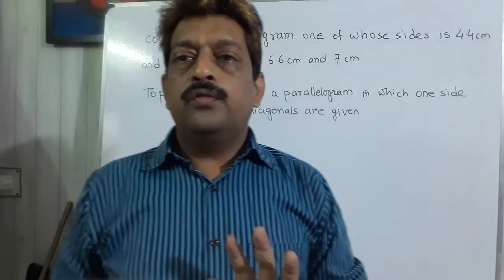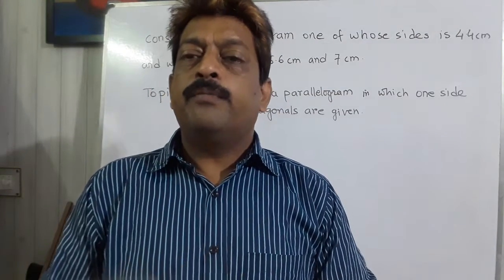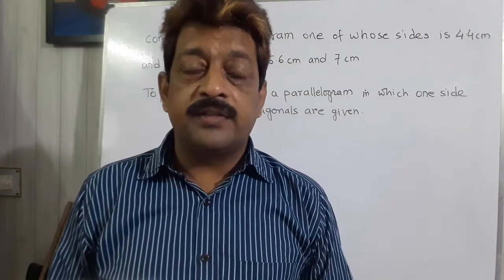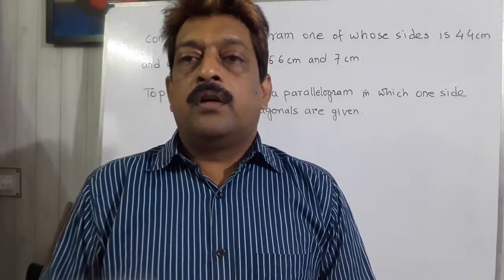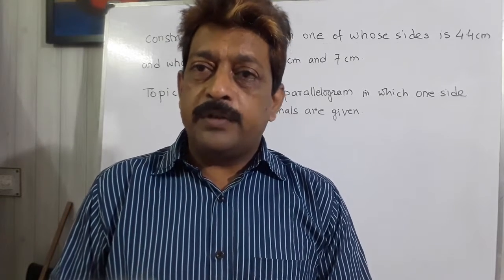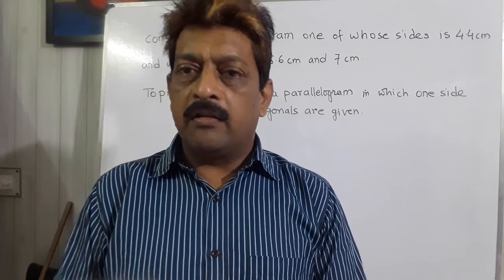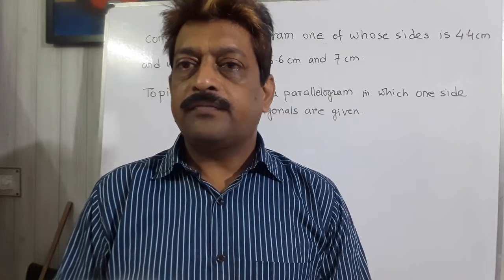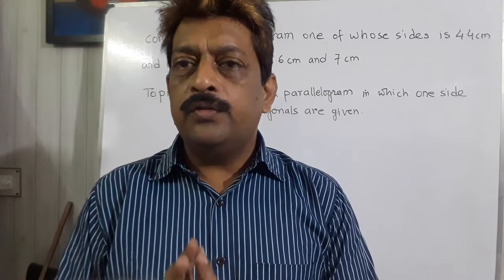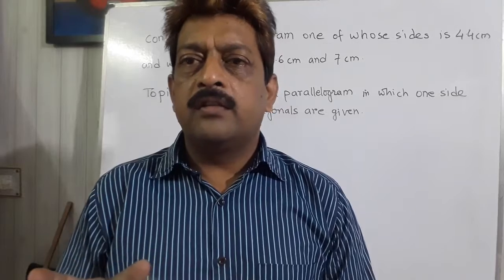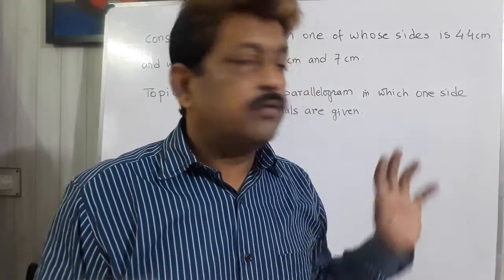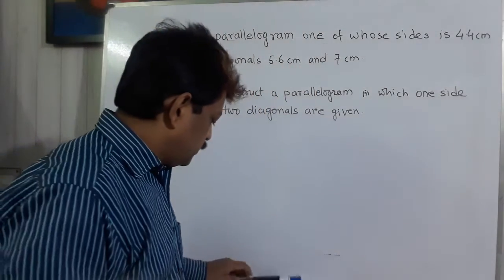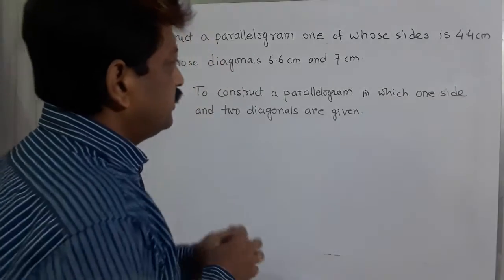Okay, so we know there are different properties of a parallelogram, that is opposite sides are equal, opposite angles are equal, opposite sides are parallel, as well as the diagonal properties. The diagonals of a parallelogram bisect each other at a point. So here I am going to use that property that the two diagonals are bisected by each other. This property will be used during the construction of this parallelogram. So first of all, a rough diagram is needed.